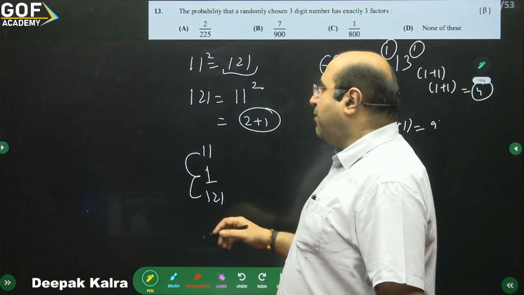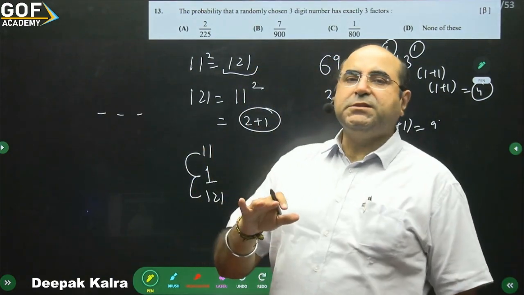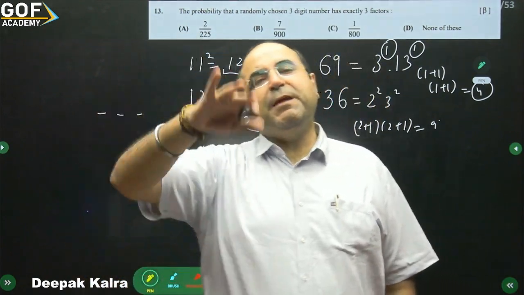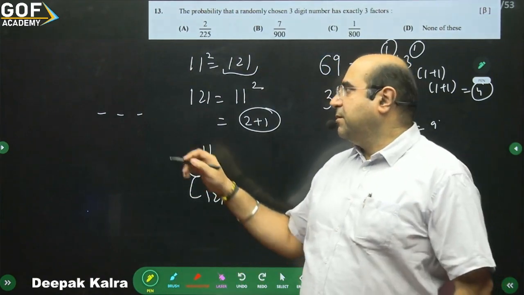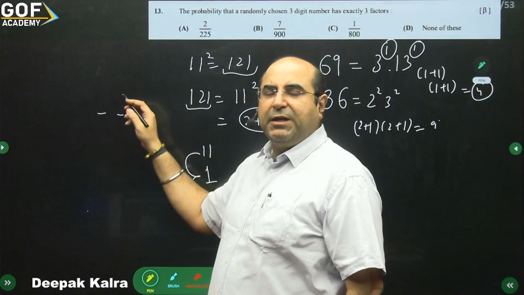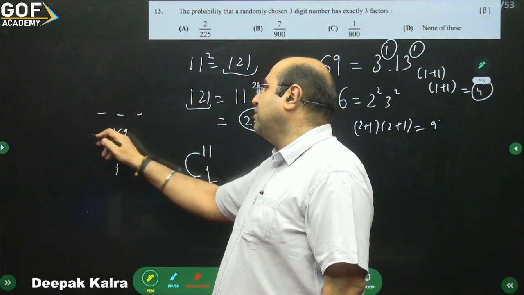So you need to count the 3-digit numbers which are the squares of prime numbers. You understand? To begin with, your first one is 121, the square of 11. The next one is 169. This is the way you go.